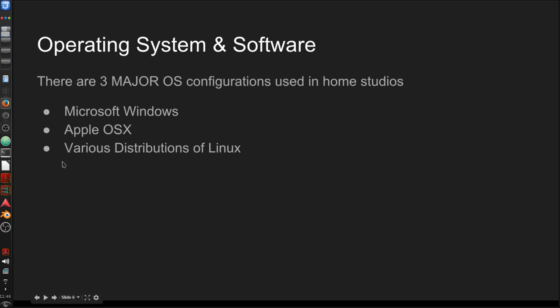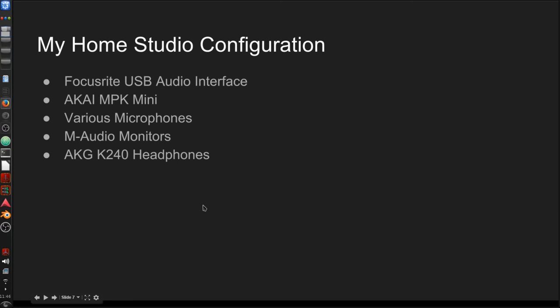I'm going to talk a little bit about using Linux, and I'm going to go into my actual configuration. We talked a little bit about some of the different things I have. I have a Focusrite USB audio interface. I didn't tell you much about my keyboard, but you did see it there in the video. We have the Akai MPK Mini. I do have various microphones, including the SM58, SM57s. M-Audio monitors, you may have seen those in the video as well. And then I have an AKG K240 headphones. These are great headphones for mixing and monitoring. I like using them.